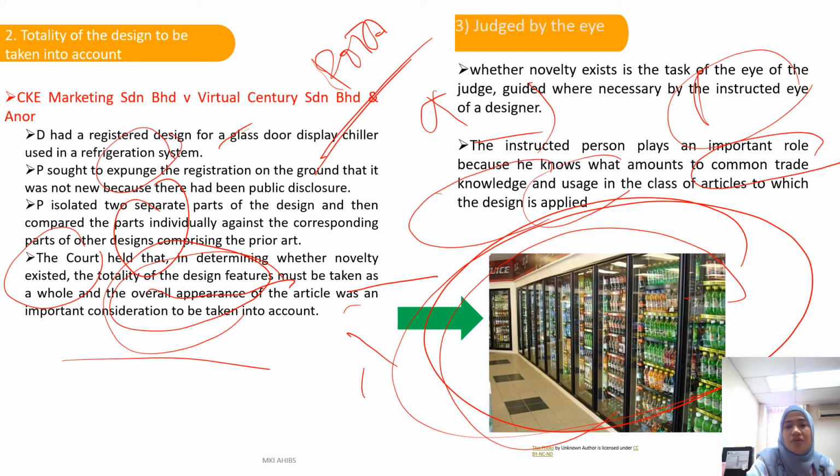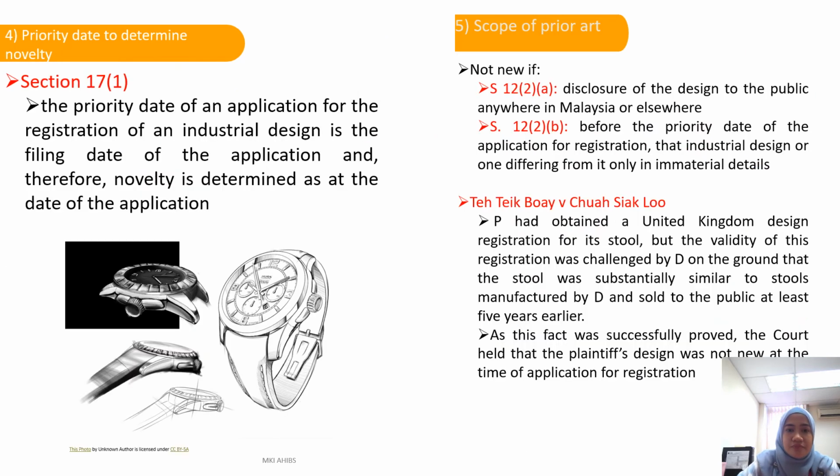Of course, even though the task of judging the appearance of the articles is on the judge, but still, of course, judge tak tahu semua lah. So judge needs to rely on the expert witnesses. So the instructed eye of a designer here refers to the expert witnesses. Right, priority date to determine novelty.